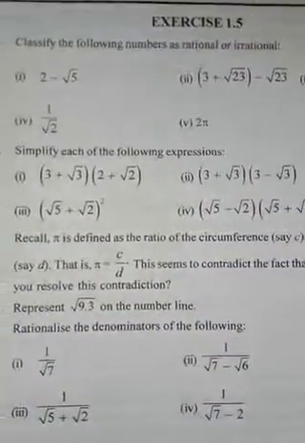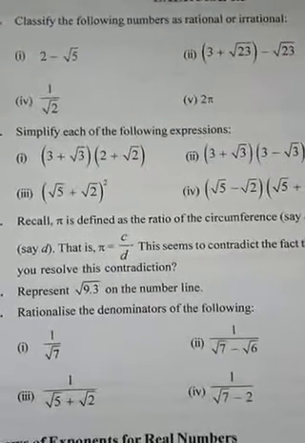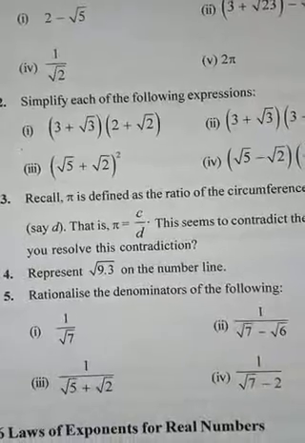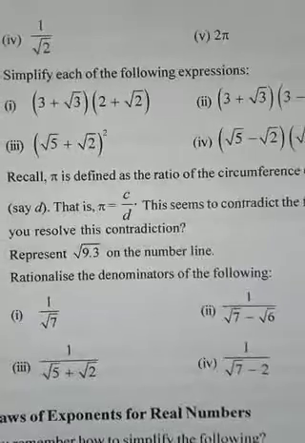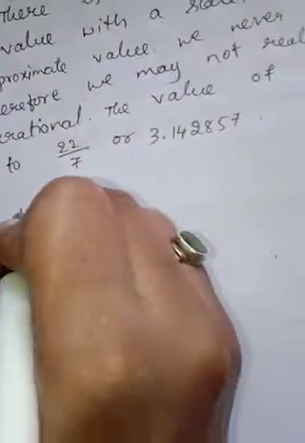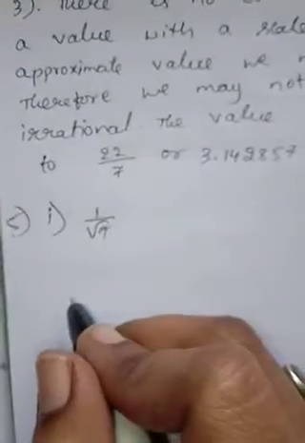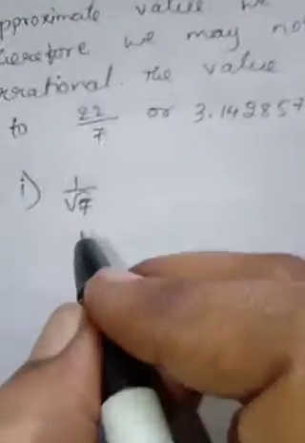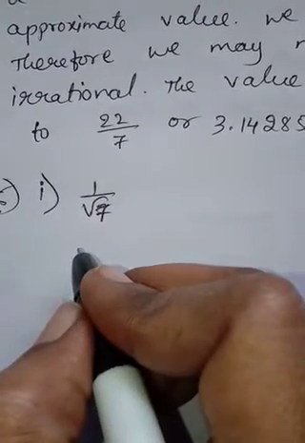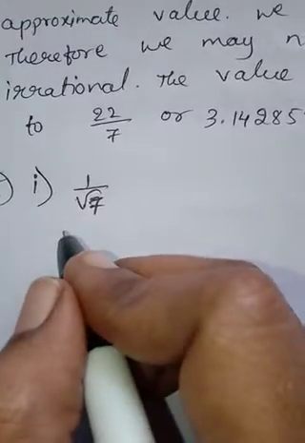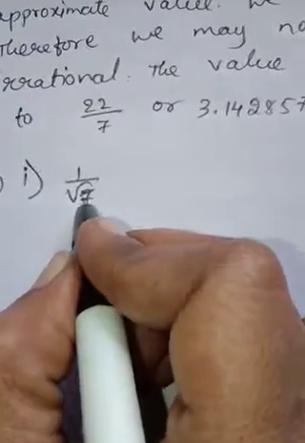This one is how to represent 9.3 on the number line. This one I will explain to you in my regular classes. And then the fifth, that means the last question: rationalize the denominators of the following. That means the first one, 1 by root 7. Okay, you have 1 by root 7 as the question. I have to solve this one. How to solve? Multiply and divide 1 by root 7 by root 7.